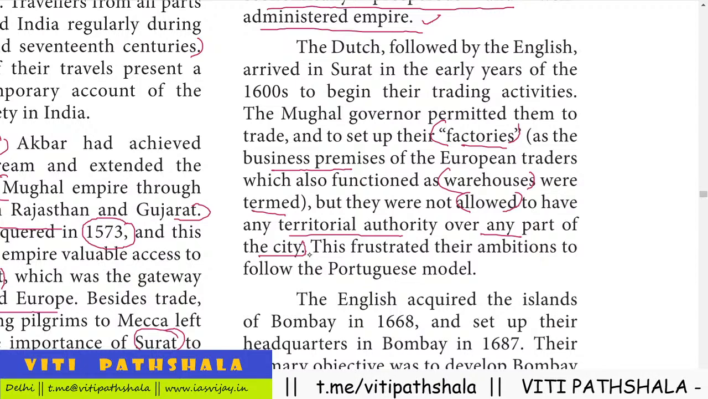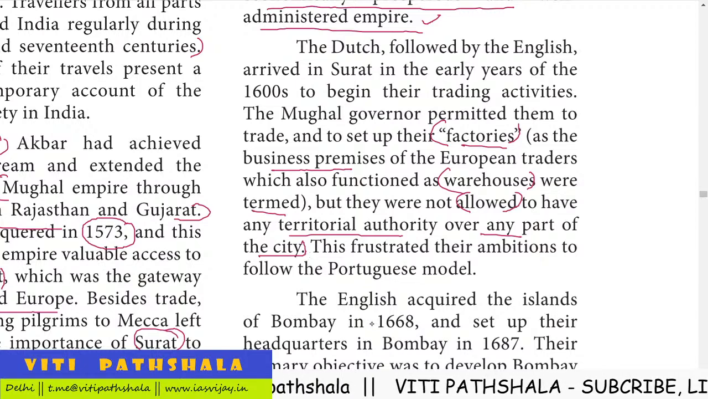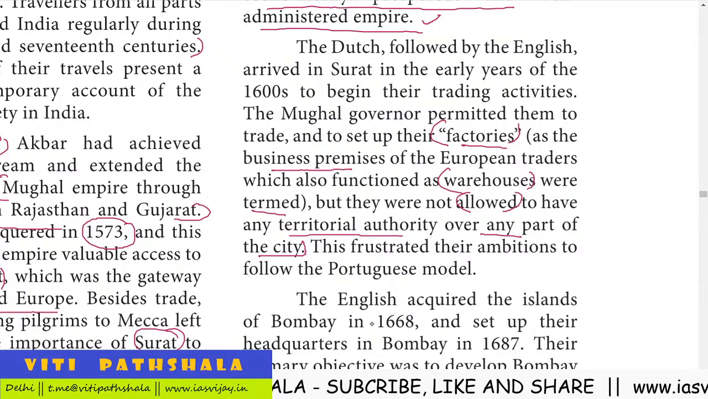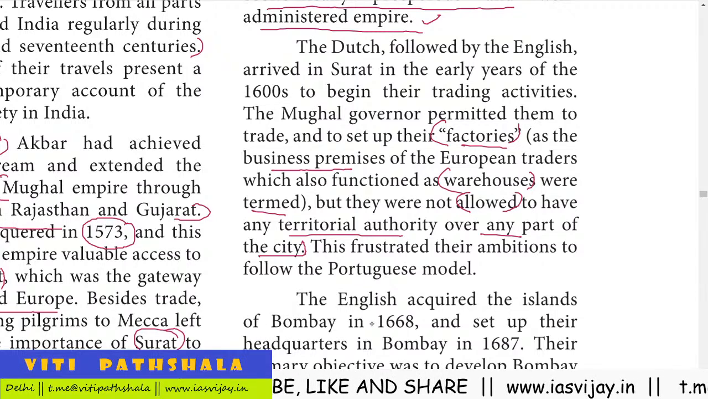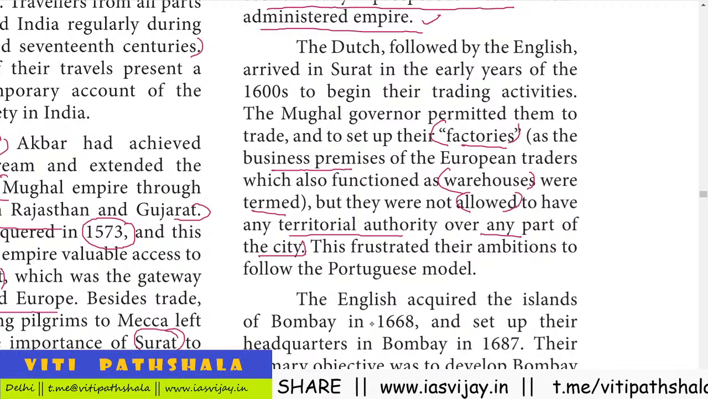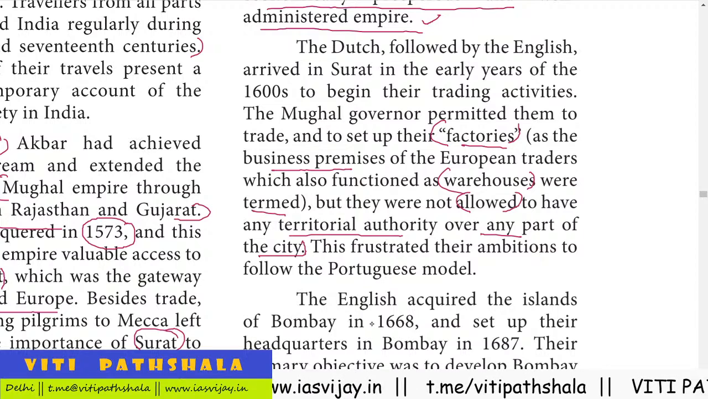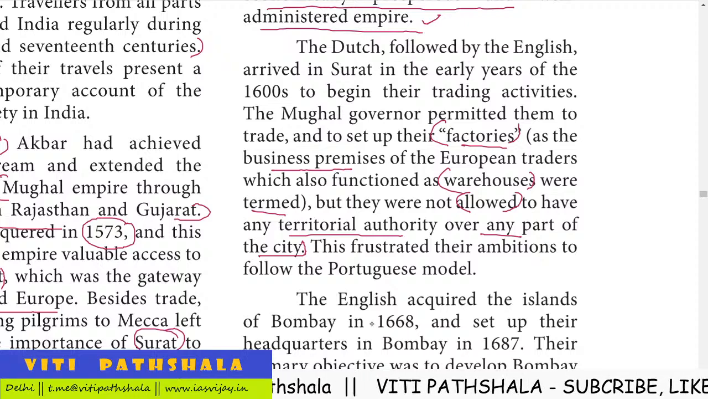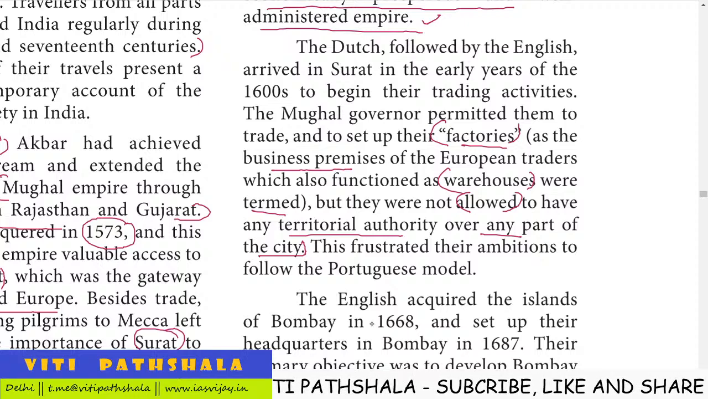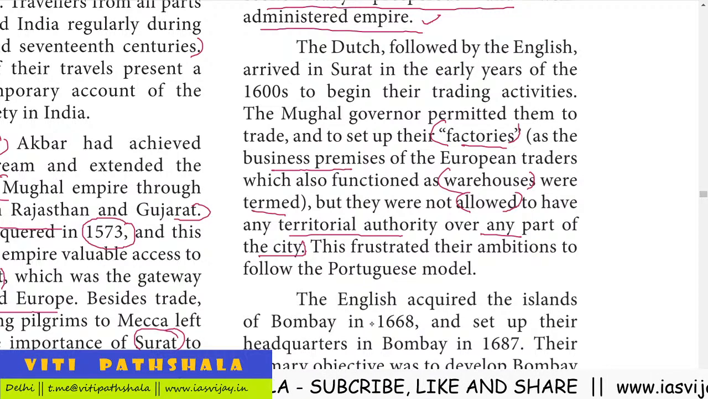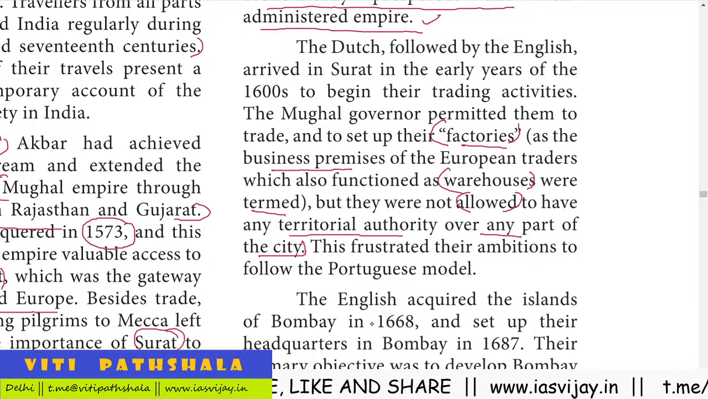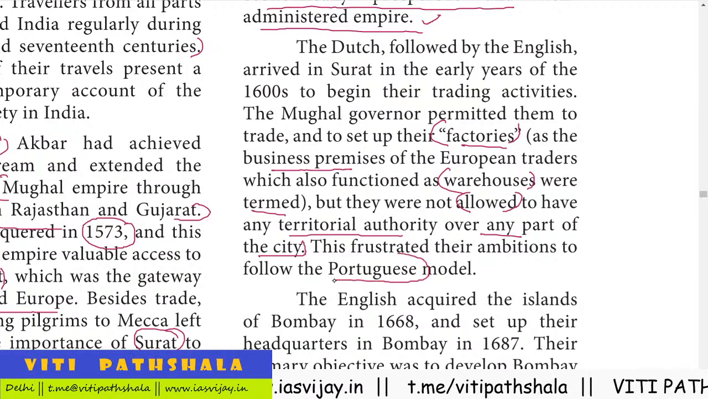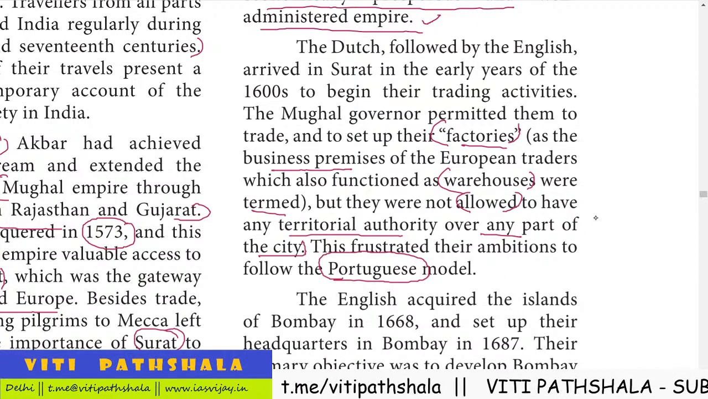So at the early time they were allowed to set up their factory. What was the factory? A factory was like a warehouse, where the Europeans could live and work. At first they were not allowed to have any territory. They were only allowed to trade. Now this frustrated their ambition to follow the Portuguese model. Now this was regarding the Dutch.